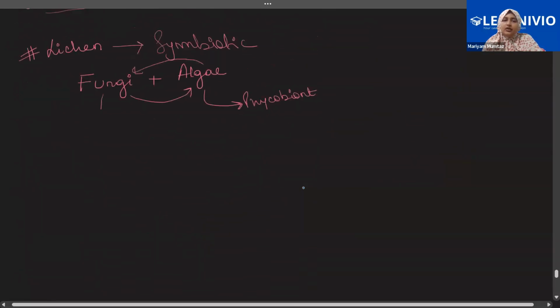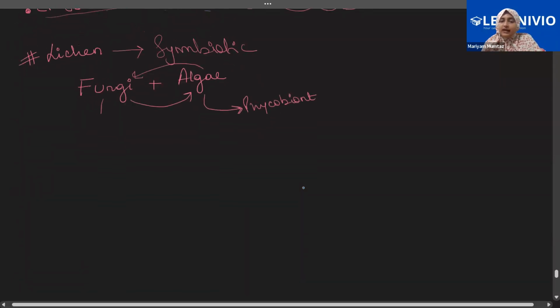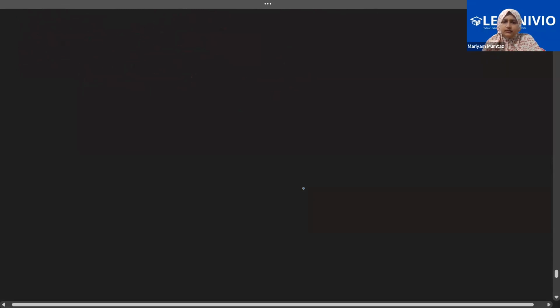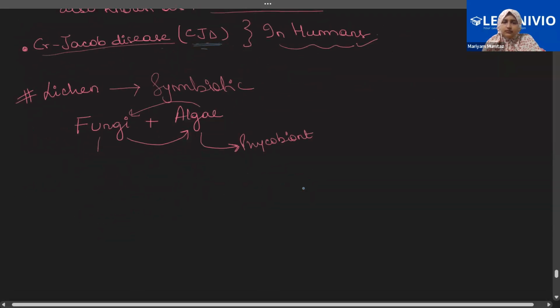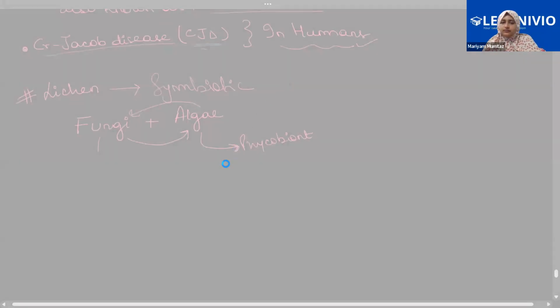Now, lastly, talking about the lichen. Now, lichen is the symbiotic association. Okay, symbiotic association.